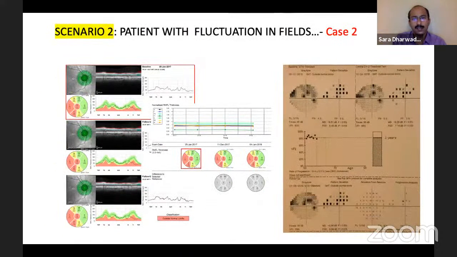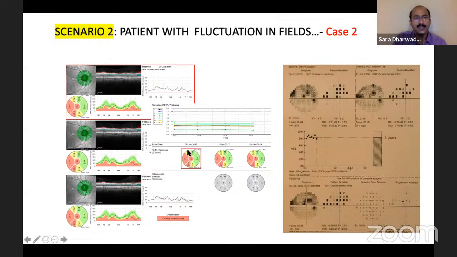Now, here again, you have a patient with severe fluctuation in visual fields. Now, you can see this is not a very uncommon picture in the GPA. Now, what do you make of it? Whether you should give it importance or not? And you are really perplexed, and you can't tell the patient any one direction in which we should proceed.